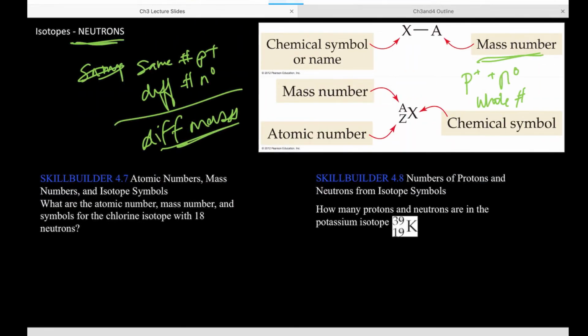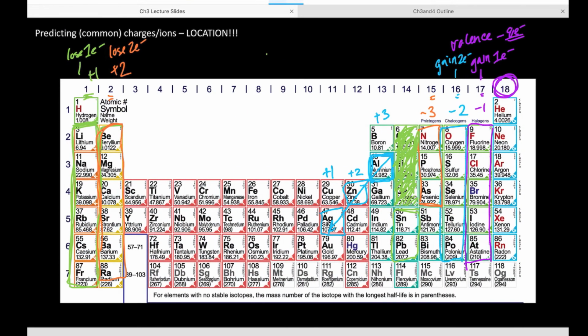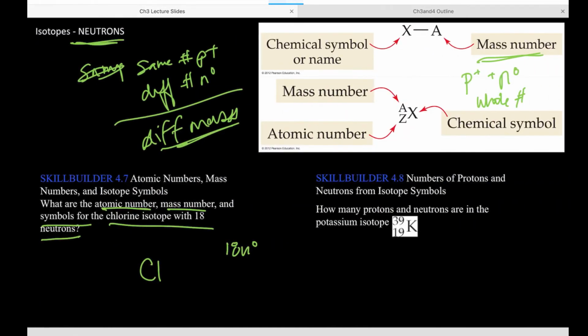All right. Okay, so let's go ahead and do some practice. So what are the atomic number, mass number, and symbols for the chlorine isotope with 18 neutrons, right? So chlorine, 18 neutrons. Let's go find chlorine. Chlorine has 17 protons. And if it doesn't mention being an ion, it also has 17 electrons, right? Just things we ought to be able to come up with. So atomic number, 17. Mass number, 17 plus 18, which is what?